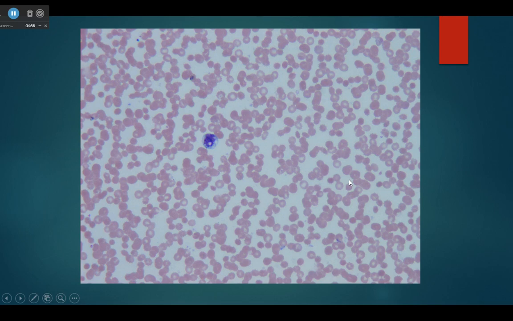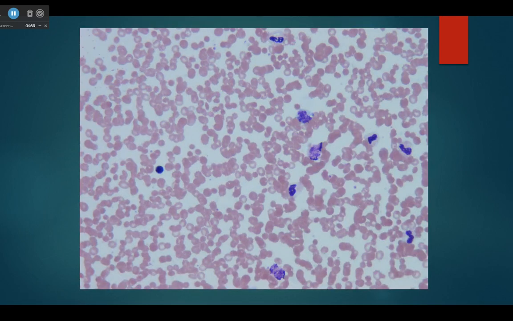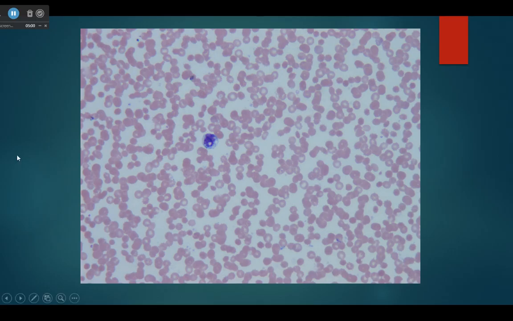Okay. This slide, again, we're going to have red blood cells. We have platelets, the little dots, and that has a really big monocyte, so big clear cytoplasm.